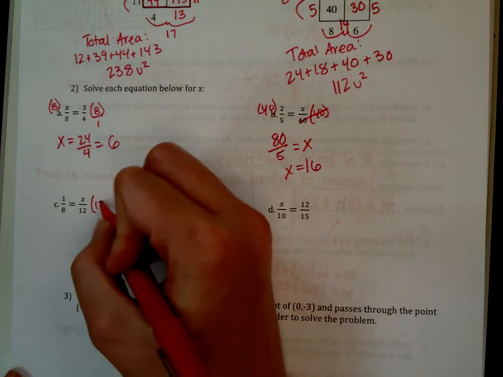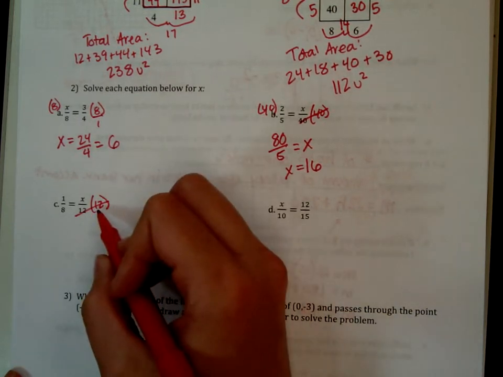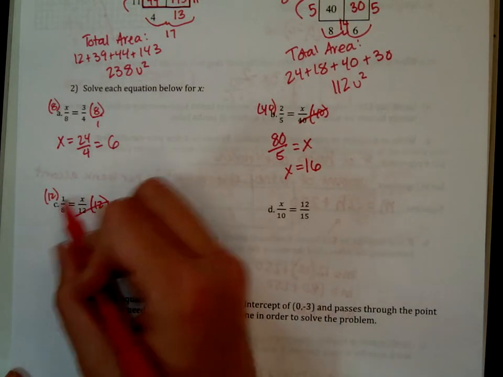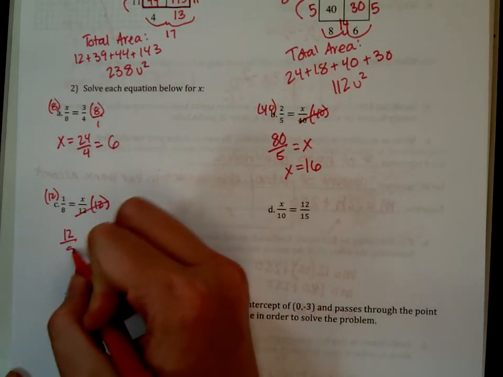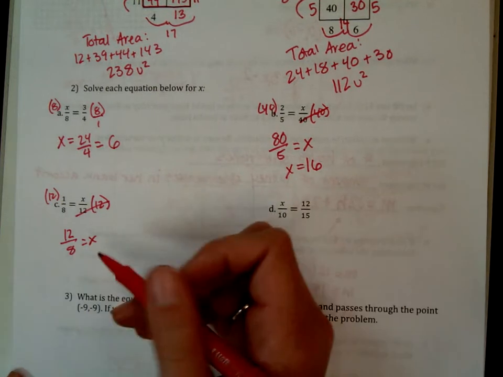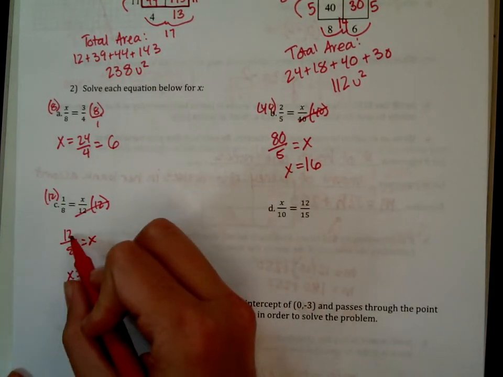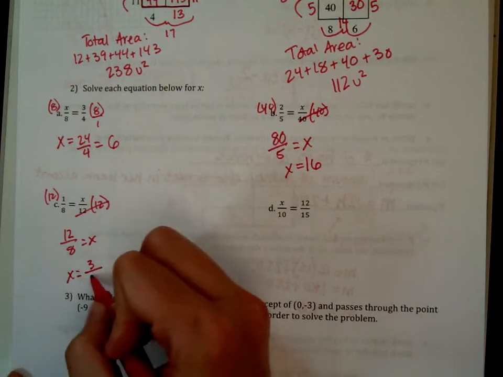Here I'll multiply both sides times 12. 12's cancel. I get 12 times 1 is 12 divided by 8. Here we can simplify this dividing by 4. So 12 divided by 4 is 3. 8 divided by 4 is 2.